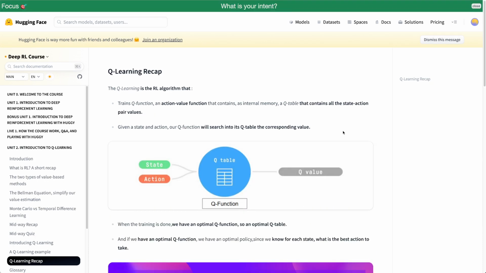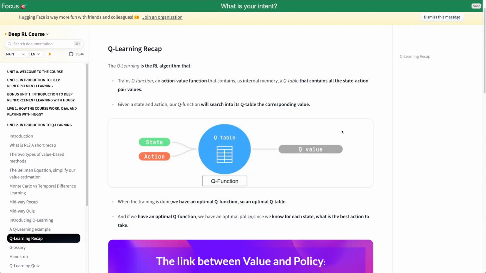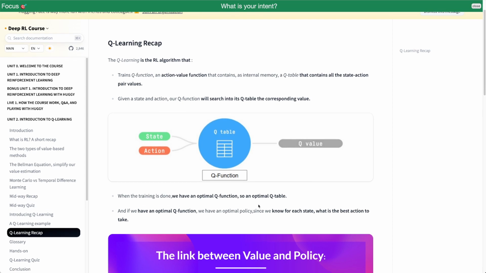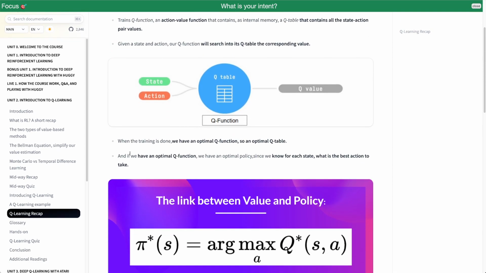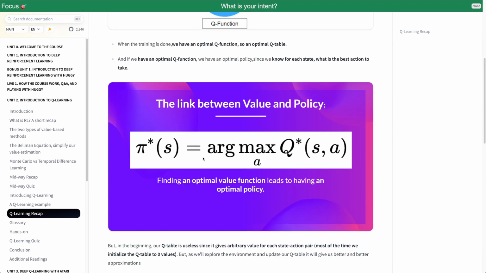Okay, let's do a quick recap. So Q-learning is an RL algorithm that trains a Q function, an action value function that contains as internal memory a Q table that contains all the state action pair values. Given a state and action, our Q function will search into its Q table the corresponding value. When the training is done, we have an optimal Q function, so an optimal Q table. And if we have an optimal Q function, we have an optimal policy, since we know for each state what is the best action to take.